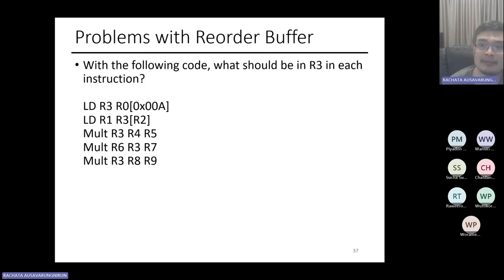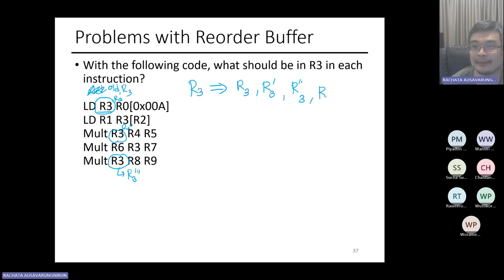So the problem with the reorder buffer, for example, can be something like this, with the following code. An update to R3, from the old version of R3. Now you have the newer version of R3. Let me call this R3 prime. Now you have another version of R3, R3 double prime. Now you have another version of R3, R3 triple prime. So now with R3, you have the original R3, R3 prime, R3 double prime, R3 triple prime, and this guy needs R3.